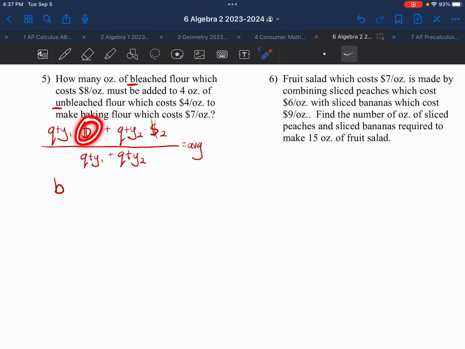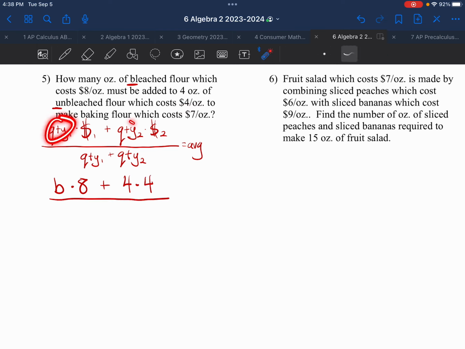We do know how much it costs. It costs $8 per ounce. So I'm going to put that down here. It's going to be B times 8 plus the next quantity. It tells us that the unbleached flour is 4 ounces. That's a quantity. So it's going to be 4 ounces times its cost. Its cost is going to be $4 per ounce. So 4 times 4. And this is all going to be divided by the two quantities.